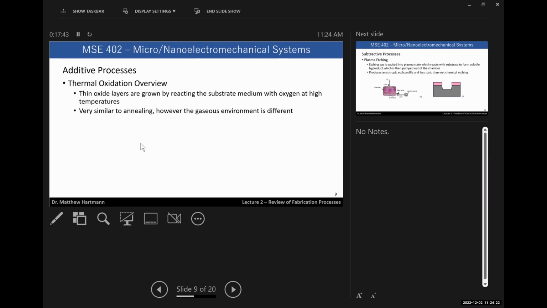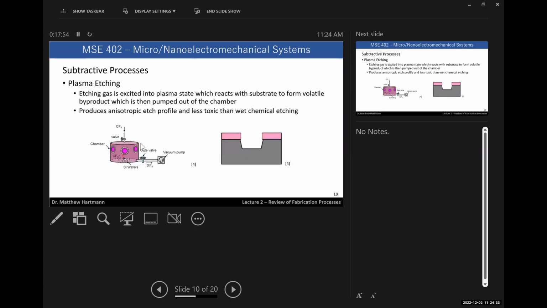Thermal oxidation is effectively annealing, but in an oxygen-rich environment, so that you intentionally grow an oxide layer. That one's pretty straightforward. Now we have our subtractive processes. There are three that we're going to talk about: plasma etching, reactive ion etching, and wet chemical etching. Wet chemical etching is the original thing. Plasma is what was done in the late 90s. Reactive ion etching is what's done more recently.